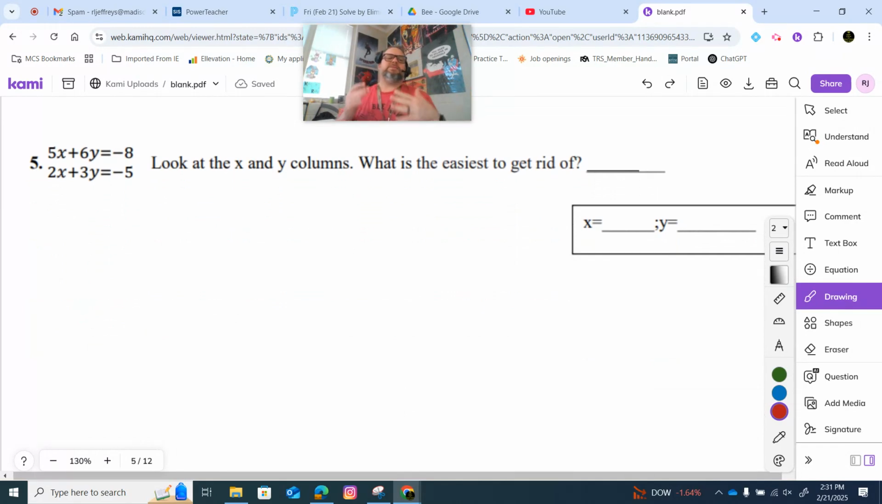All right. Let's look at number 5. Now, if we look at the x and y columns, we have 5x and 2x. Here we have 6y and 3y. Now, if I decide to get rid of x, am I going to multiply one equation or both? Exactly. I'm going to have to multiply both.